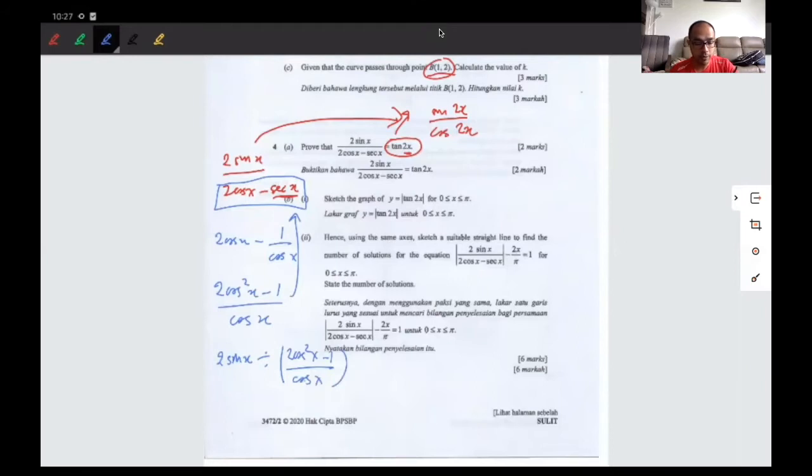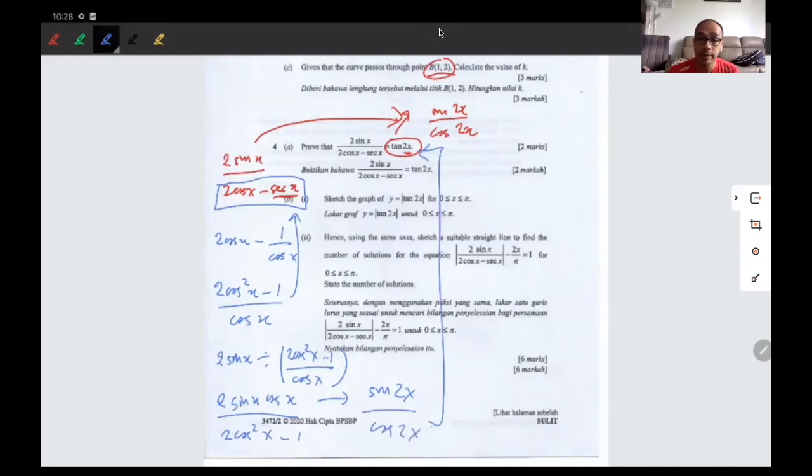Okay, then what happens over here is this one akan jadi terbalik. So 2 sine x cos x over 2 cos squared x minus 1. 2 sine x cos x is actually sine 2x. And 2 cos squared x minus 1 is actually cos 2x. And this will give us our final answer, tangent 2x. Okay, we will call this a simple proof lah. Sebab yang susahnya adalah ini saja, yang ini pergi sini. Itu saja yang susah sebenarnya.